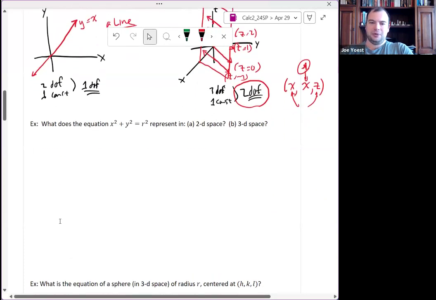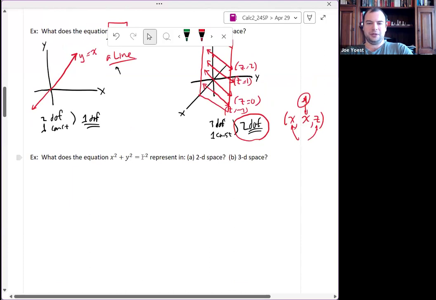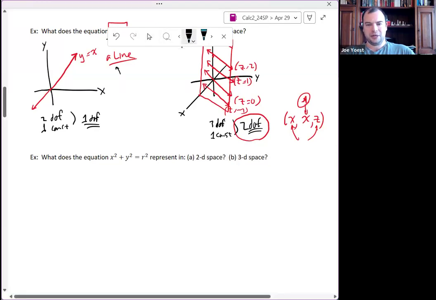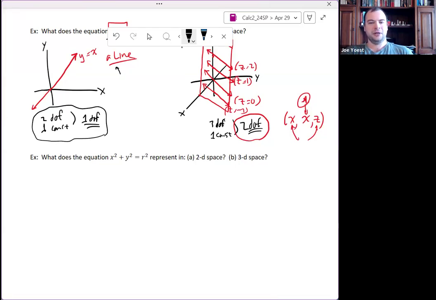What about this example? The equation x squared plus y squared equals r squared. What does that represent in a 2D space versus a 3D space? So just like above, we start in the 2D space with 2 degrees of freedom. We have one constraint. We have some constraint on the relationship between x and y. We should end up with 1 degree of freedom left, something that's a line, or at least line-like, a curve, something one-dimensional is what we'd expect.